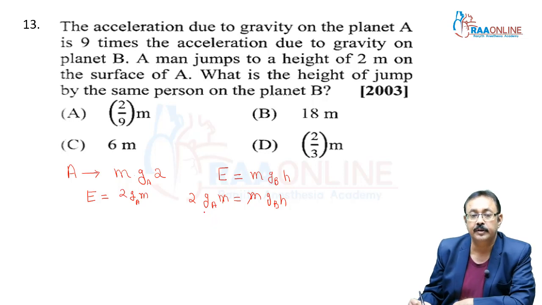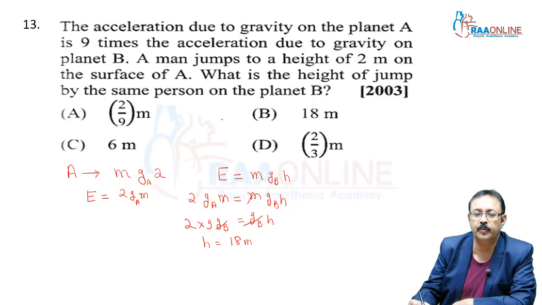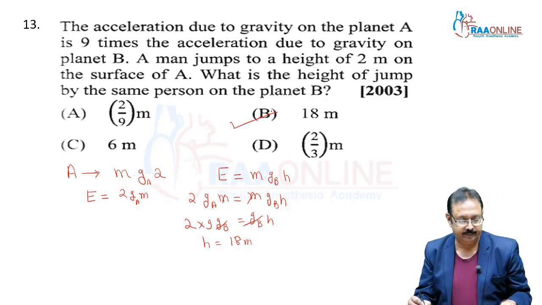They gave g_A is 9 times the acceleration due to gravity on planet B. g_A is 9 times g_B. Cancel g_B with g_B. What you are getting is that on that planet, you can jump up to a height of 18 meters. With that energy, you can go up to 18 meters.